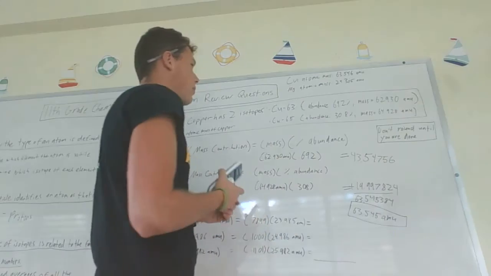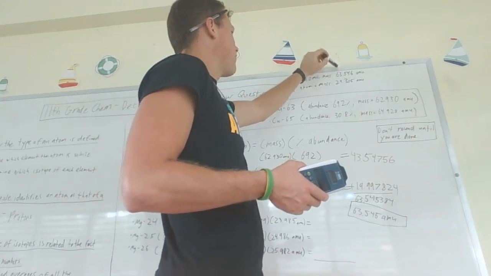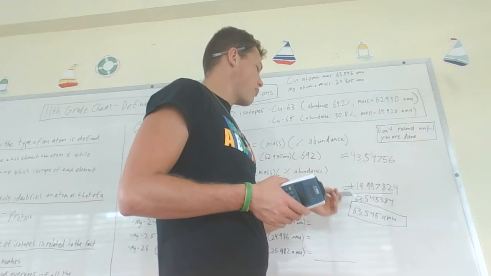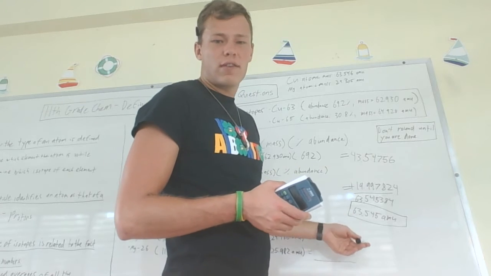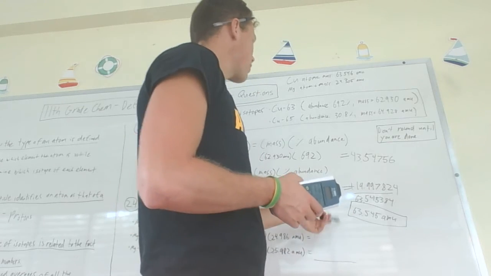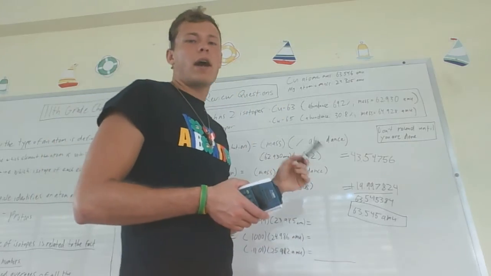And that is the way, and you can check. If you look at your periodic table right now, I wrote it up here. The atomic mass of copper is 63.546. What did we get? 63.545. That's pretty darn close. That's how we know we did this problem right. You know you did it right if the number you get is the same number on the periodic table.